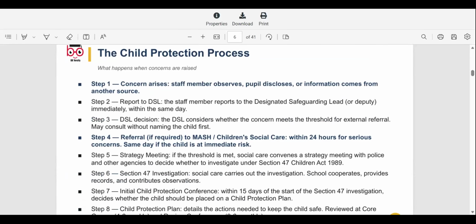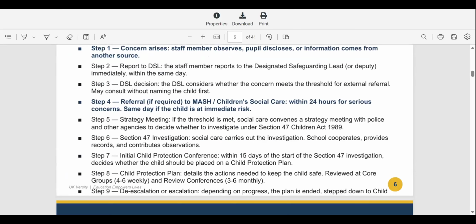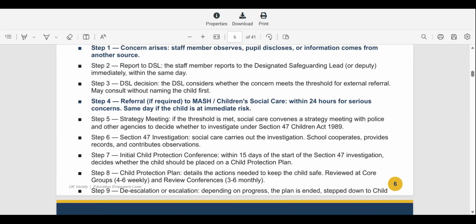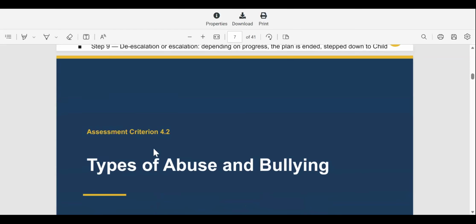The child protection process. There's a process in place that needs to be followed when it comes to child protection. The key stage is when the concern arises. Step 1, report to the DSL. Step 3, the DSL makes a decision and considers everything. Then step 4 is a referral to MASH. Step 5, strategy meeting. Step 6, section 47 investigation with social care. Step 7 is the initial protection conference. Step 8 is a child protection plan put in place. And then step 9, de-escalation, depending on the progress.